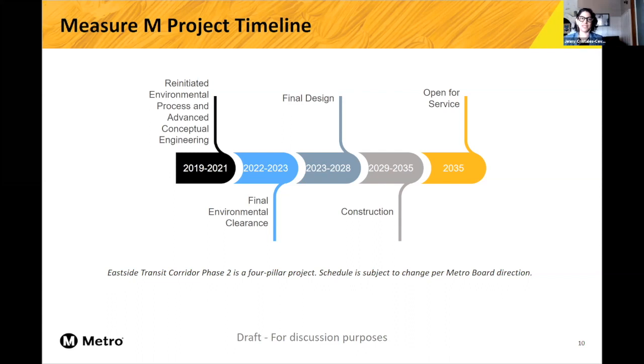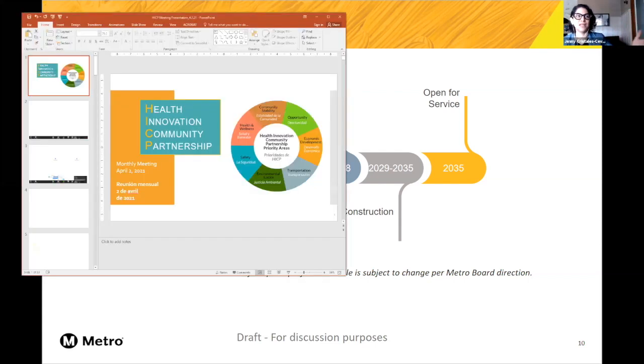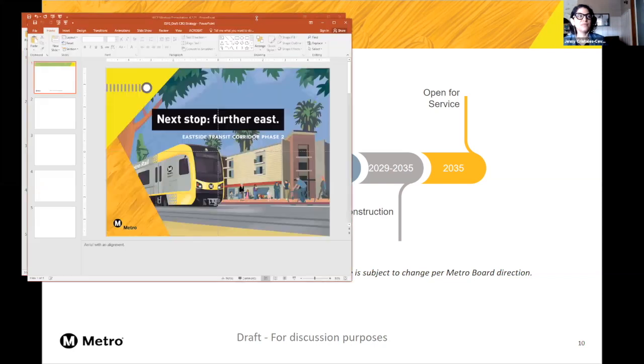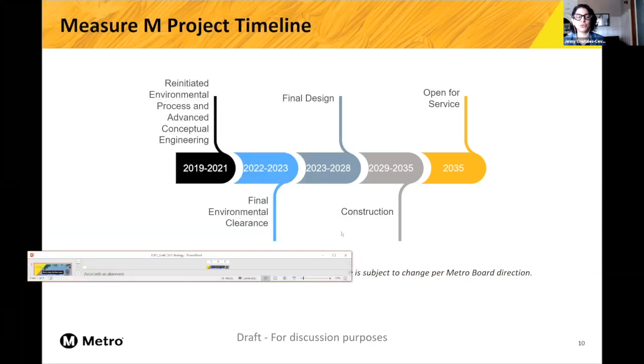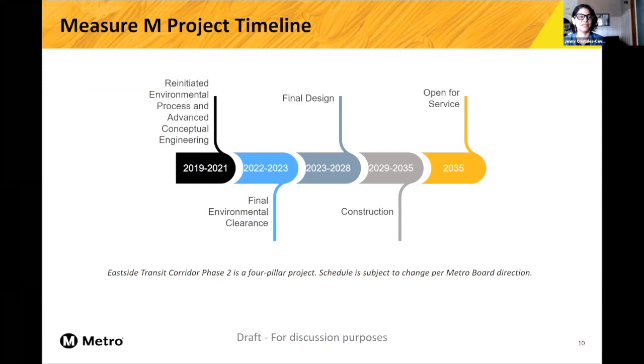The Eastside project is part of the 4 pillar projects. There are 4 main projects that the Metro Board is focusing on to accelerate, to try to move this timeline so that they are open by 2028, by the time the Olympics are here in LA. The Eastside Transit Corridor Phase 2 project is highlighted as one of those projects. This timeline might change, but these are items that we want to bring back to the community. So we'll go on to the next slide.